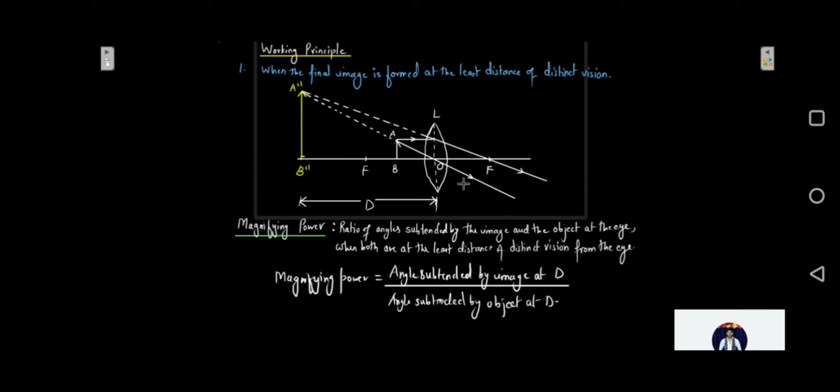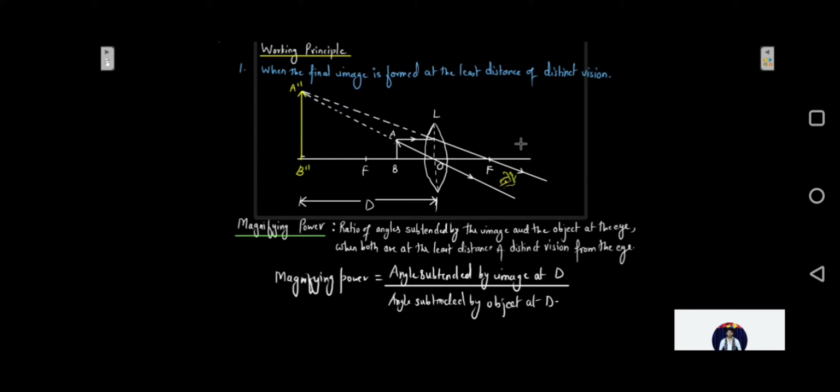Now as the eye is held very close to the lens, the angle subtended by the lens may be taken as the angle subtended by the eye. So your eye will be somewhere over here. Draw the eye somewhere over here. You'll be watching from here. Since you will be watching from very close to the lens, the angle subtended by the lens with the image as well as the object can be considered as the angle subtended at the eye. That is the assumption we are going to make over here.